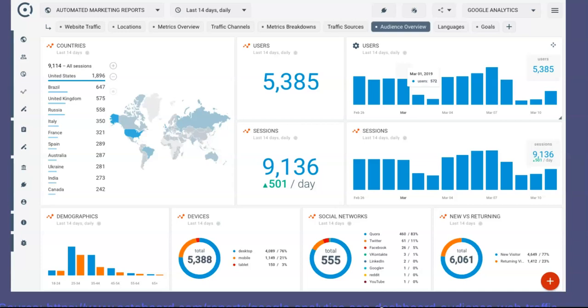In the last 14 days, in the middle, you will see that you've had almost 5,400 users on your site. There were also over 9,000 sessions in the last 2 weeks, meaning it's up by 501 a day. In other words, a session is every time someone comes onto your website.